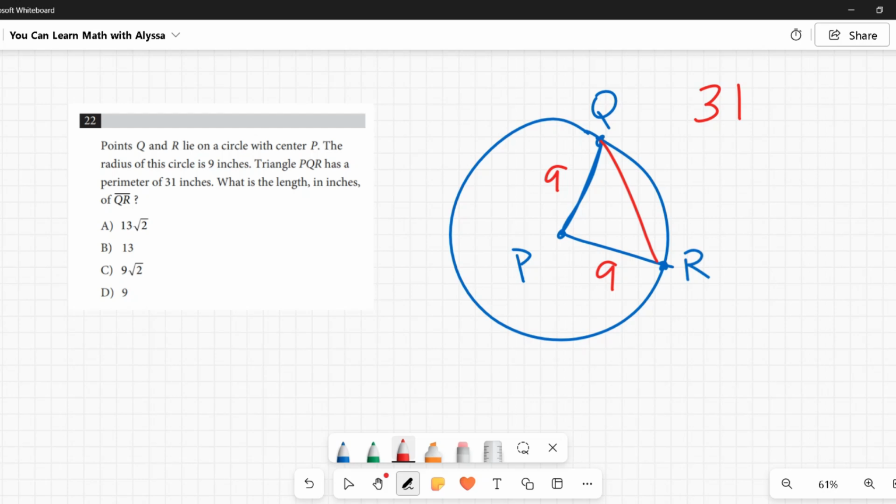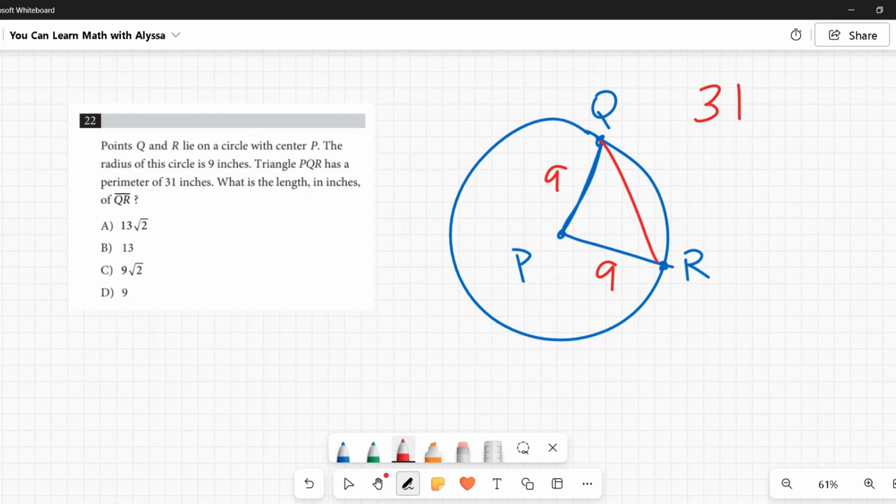Okay, we don't have to do any sort of fancy math here. We don't have to figure out the altitude of this triangle. We don't have to figure out the area. We don't have to do angles, nothing like that. It is a very straightforward perimeter problem.